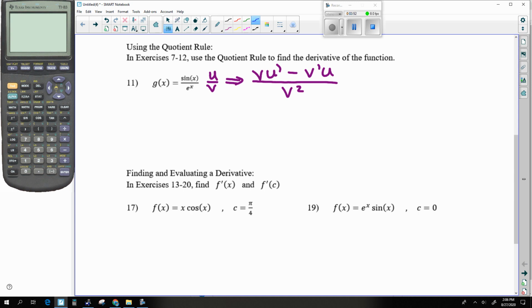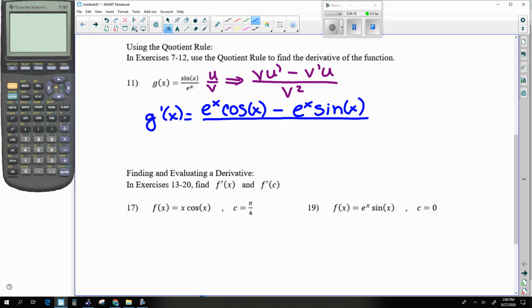So here we go. The derivative, bottoms up, that means e to the x comes to the top. Derivative of the top, minus the derivative of the bottom and leaving the top alone, all over the bottom squared.